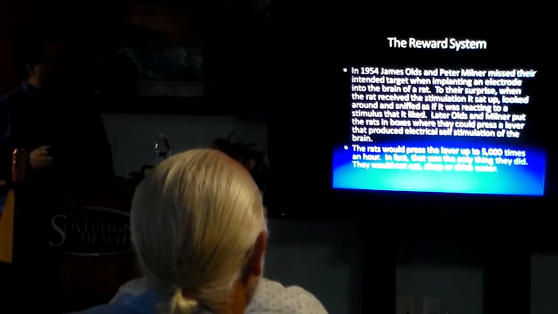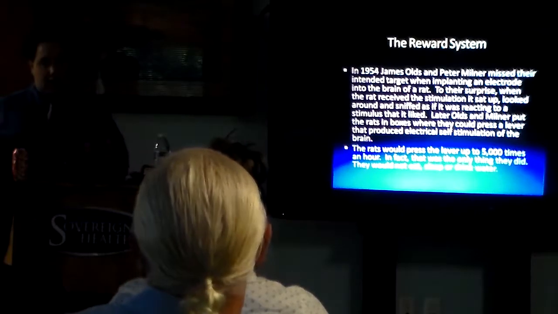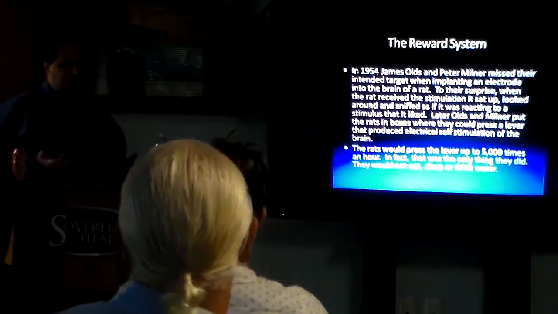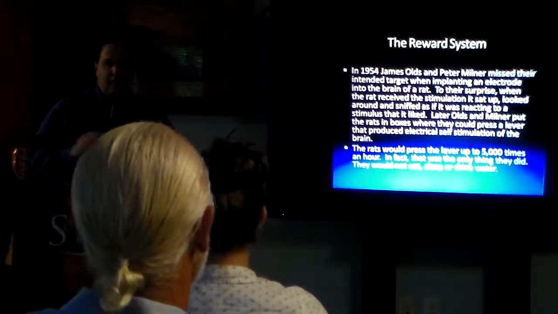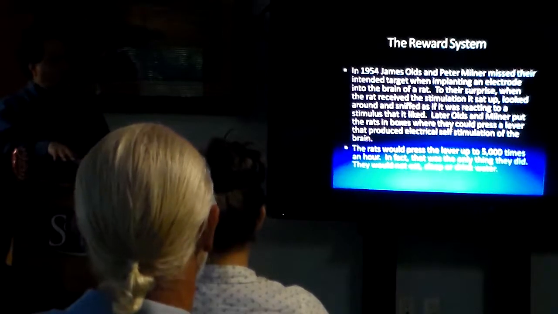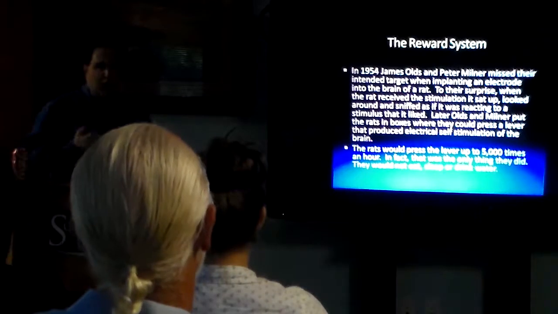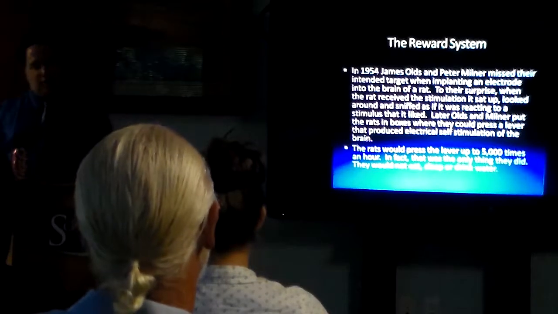And the behavior that they noted in the animal was very interesting. It seemed to them like the animal really liked the stimulation that it was getting. So they went ahead and set up a Skinner box, whereby the animal could press a lever and therefore give itself the stimulation. So what do you think happened when they did that?